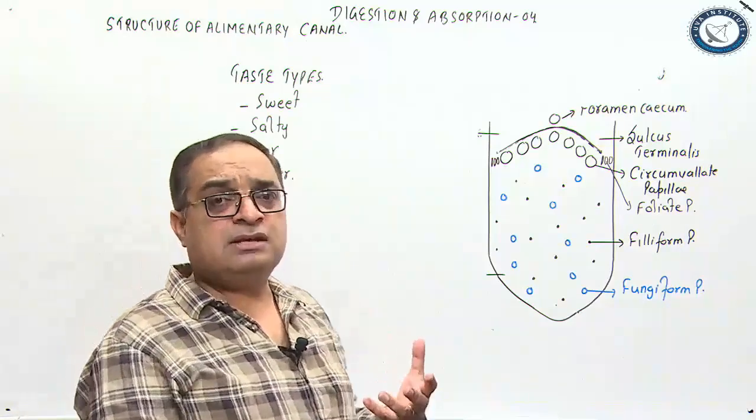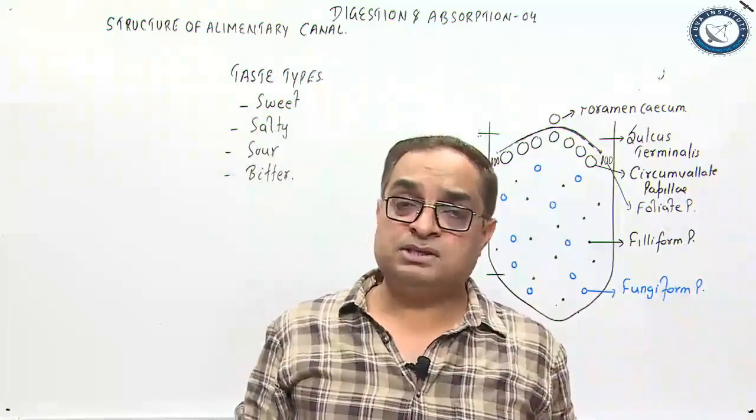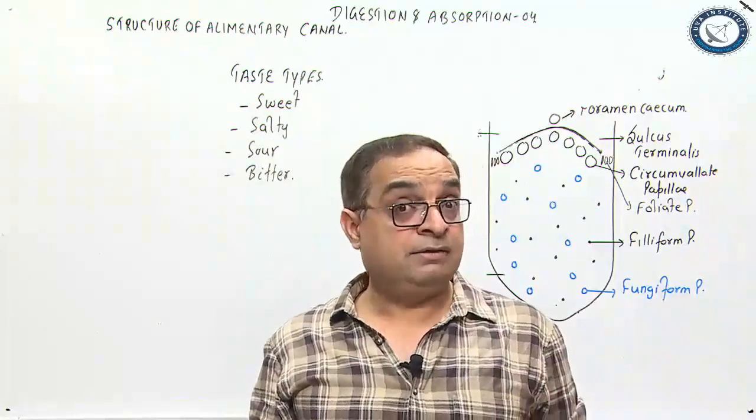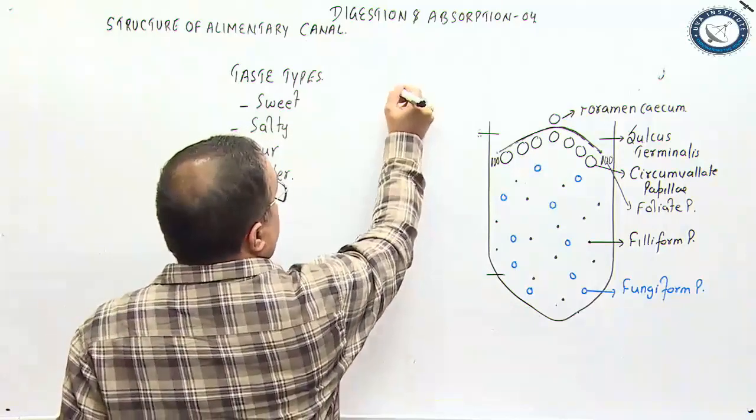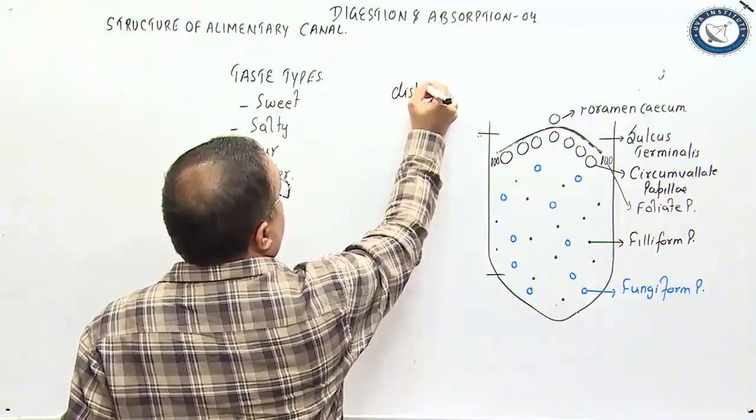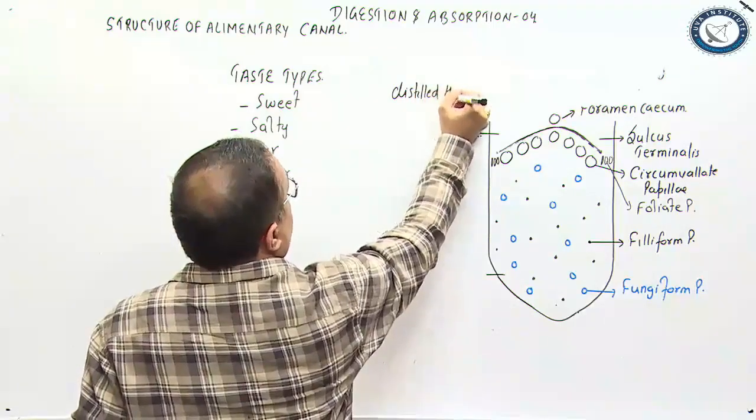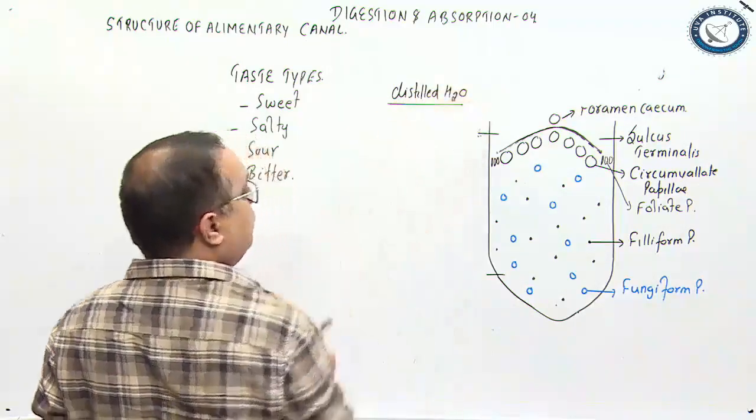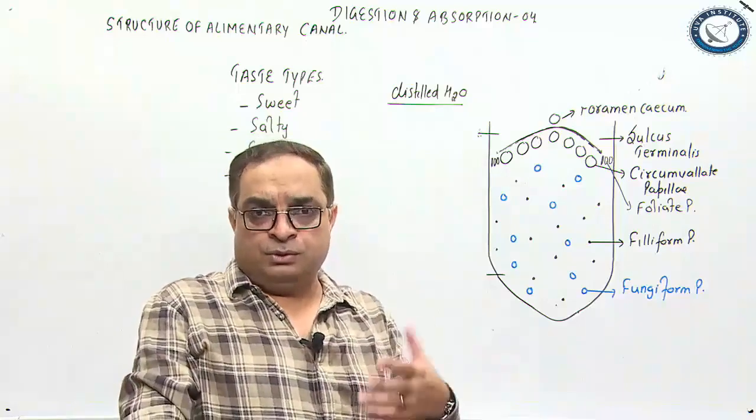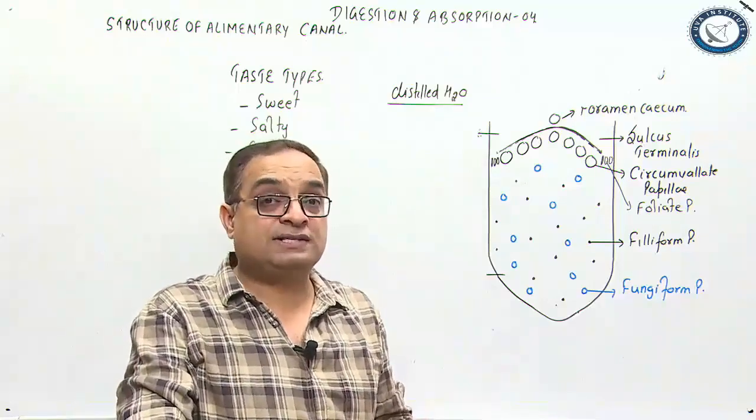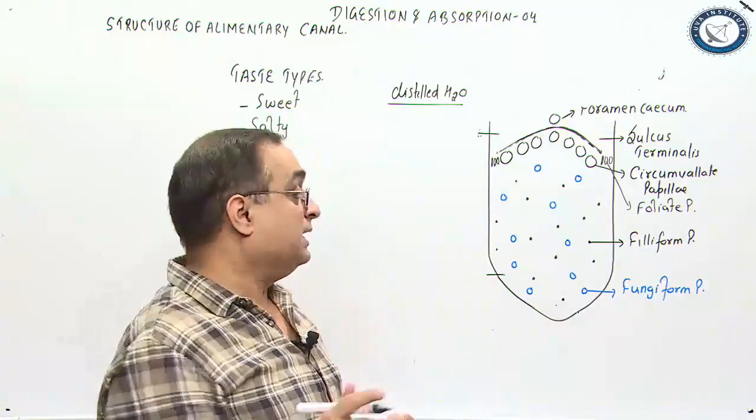In fact, certain taste buds, they are present on the inner side of lips, inner side of cheeks, palate, and even on the epiglottis also. Humans do not have taste buds for distilled water. Whatever taste of water you experience is because of the salts which are dissolved in water.